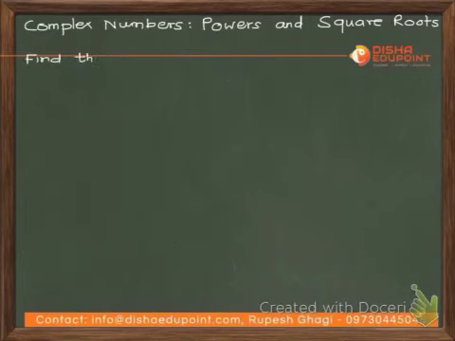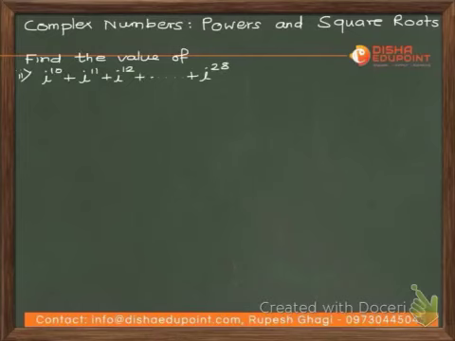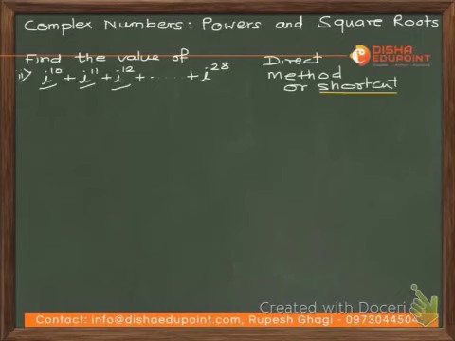Now let's consider one more problem. Find the value of i to the power 10 plus i to the power 11 plus i to the power 12 up to i to the power 28. See, you can again go on finding the values of the individual numbers, like what is i to the power 10, what is i to the power 11, and then add all these values. That is the direct method you can use, but there is also another method. There is a shortcut method. We'll try to use this method.